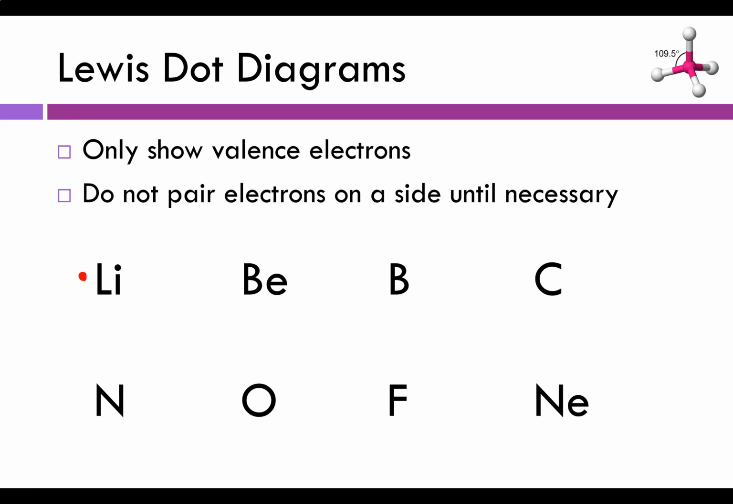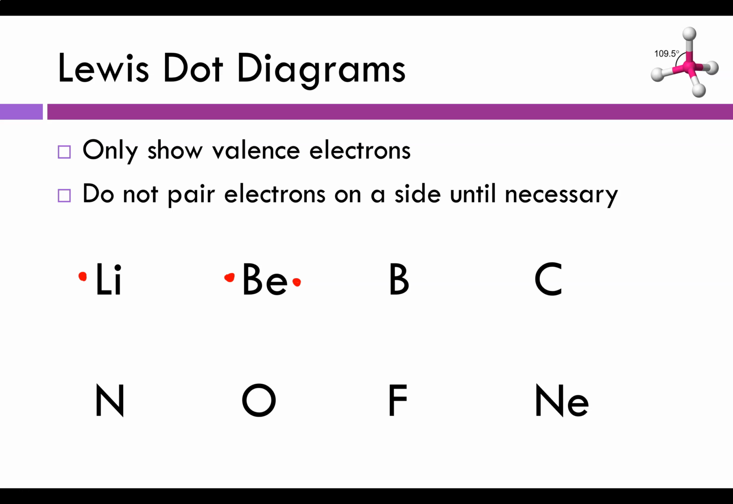We move over to beryllium, Be, 2-2. Again, we're going to visualize that box around it. 2 valence electrons. That's it. If you think you've got it, pause the video, draw out the dots for boron through neon.